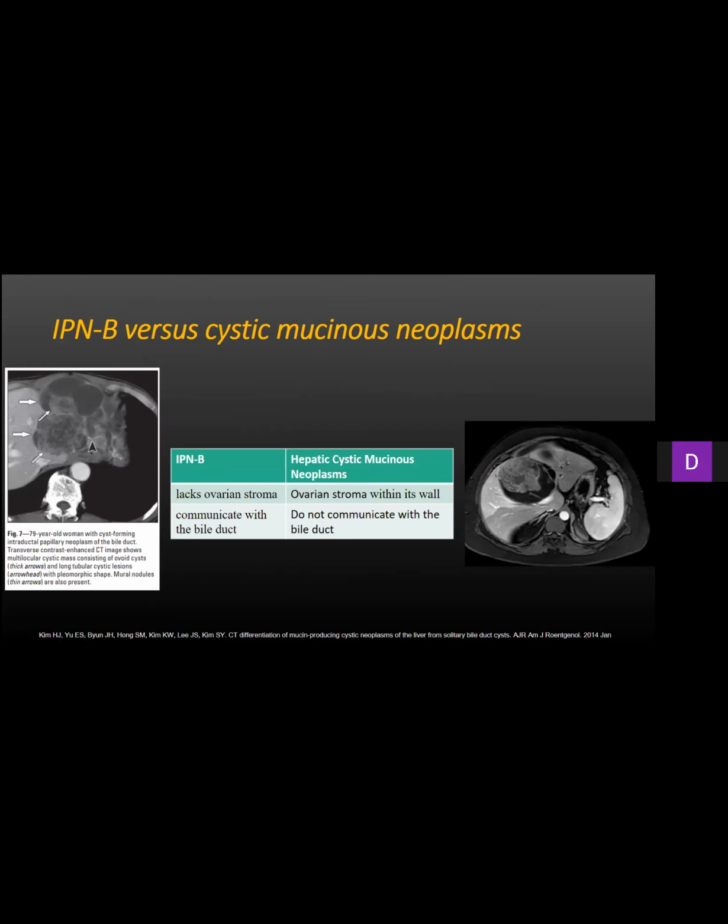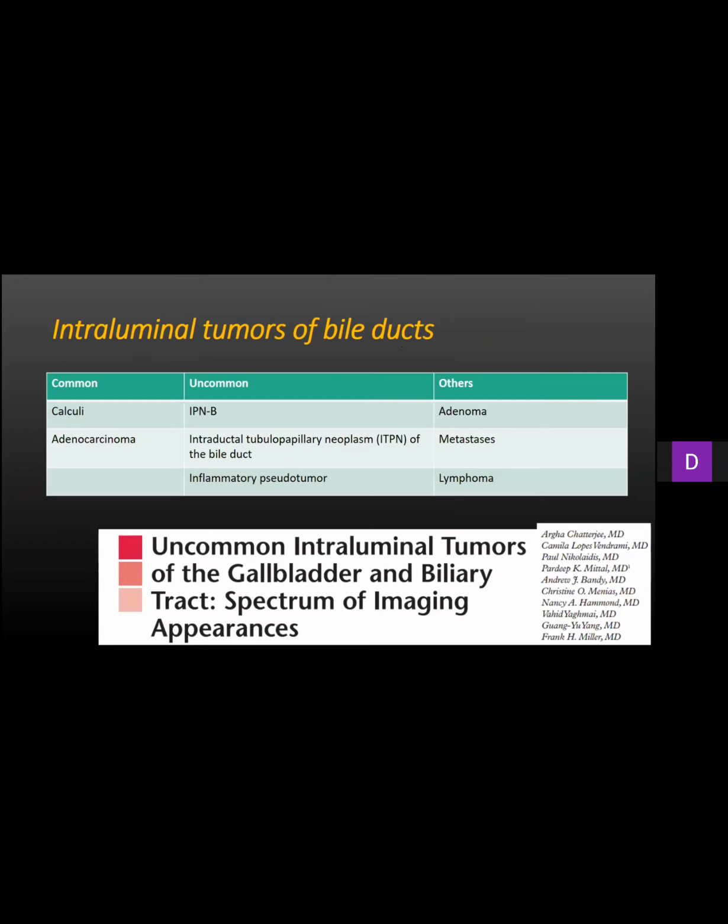On imaging, differentiation may not be possible. It's more of a theoretical or pathologic difference between the two. IPNB lacks ovarian stroma, and hepatic cystic mucinous neoplasms typically have ovarian stroma in their wall. So that's the pathological difference between the two lesions. And IPNB typically arises from the bile duct epithelium, so they are within the bile ducts, whereas cystic hepatic mucinous neoplasms do not communicate with the bile duct. So these were some of the teaching points related to that tumor.